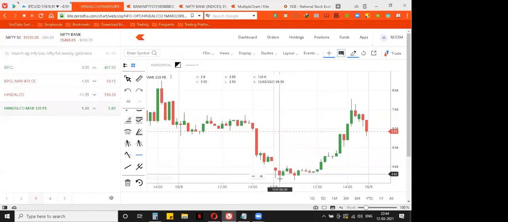Yeah, the only way you can do it is... What I can tell you is, when you are looking at a top loser in a negative market, your stop loss is not the biggest of your concerns. See, the risk reward ratio is also pretty good in this.